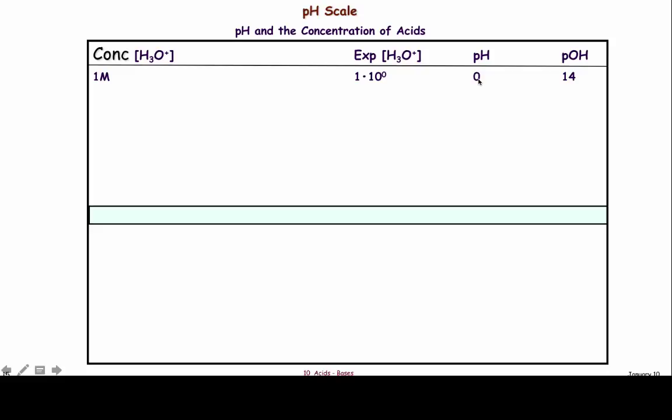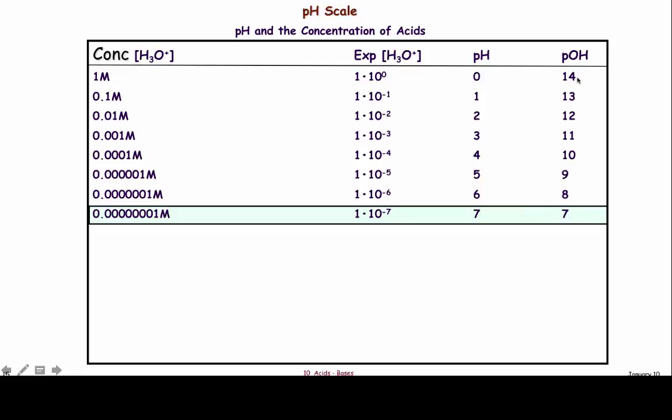And it so happens that the pH and the pOH equals 14. If you have the concentration of hydronium of 1 times 10 to the minus 7, and you take the negative log of this number, then the pH is 7. And remember, the pH and the pOH always adds up to 14. So 7 plus 7 equals 14, 0 plus 14 equals 14.